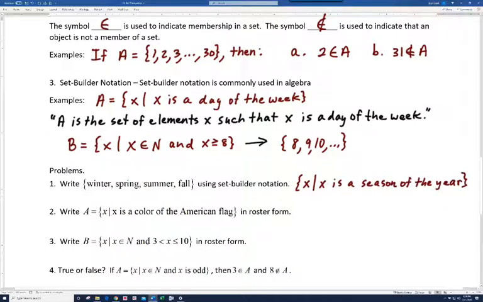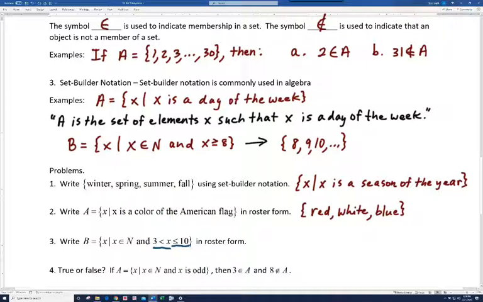All right, so there's number 1, the set of elements X such that X is a season of the year. Number 2, the colors of the American flag, well, that would be red, white, and blue. Number 3, so these are natural numbers, and notice if you read this backwards, this is actually read X is greater than 3. If I read it from left to right, I say 3 is less than X. But we have X is greater than 3, and at the same time we could say X is less than or equal to 10. X is both.